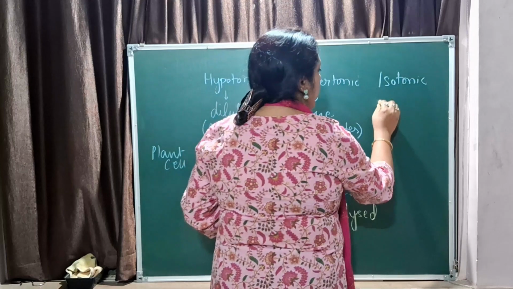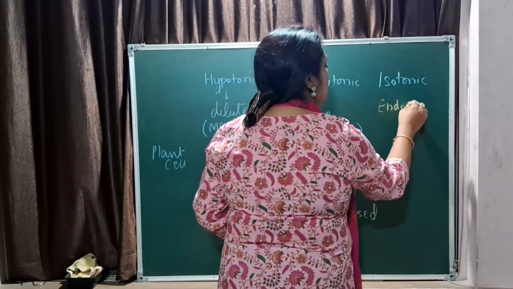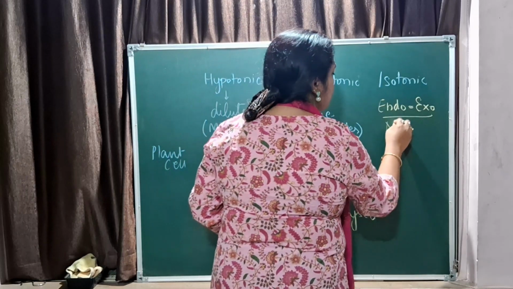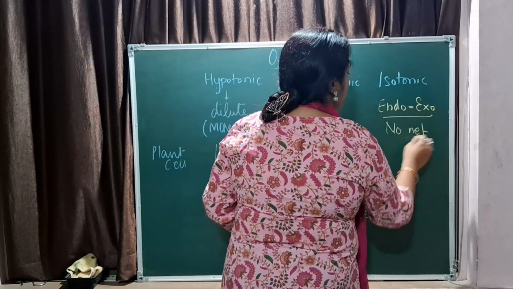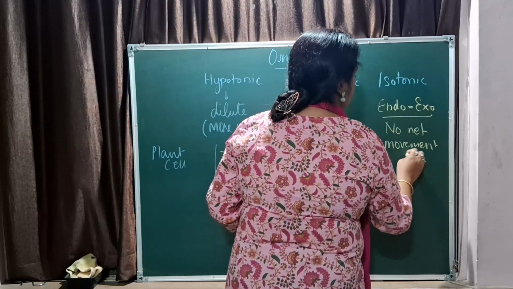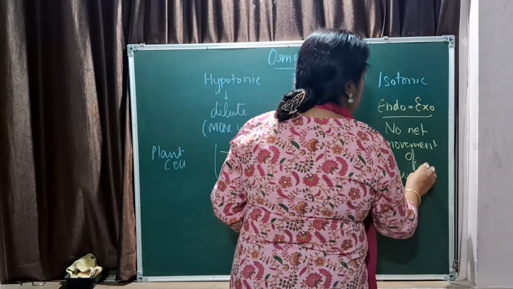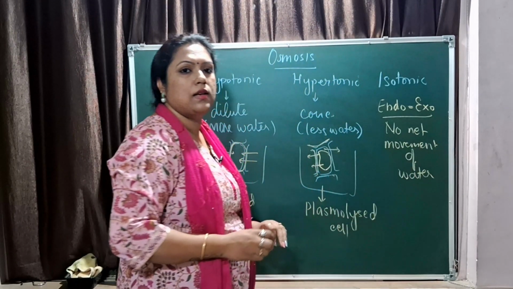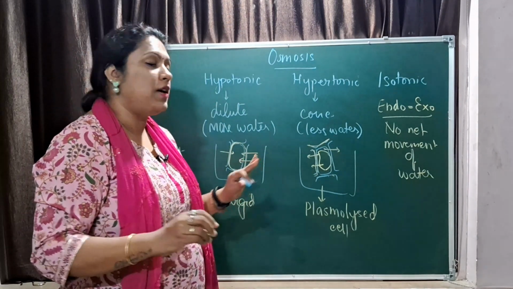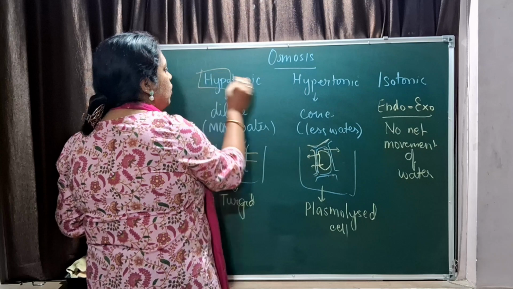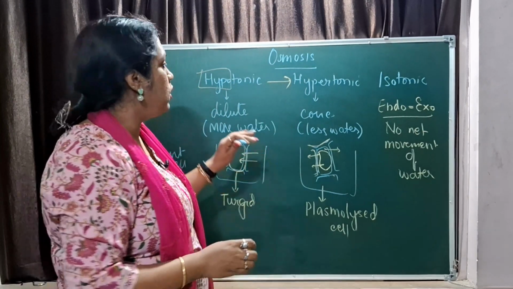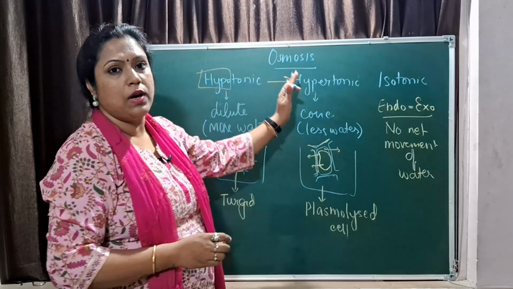Isotonic solution: endosmosis is equal to exosmosis. So there is no net movement of water. So the cell remains of its original size. Is this clear? Always remember, the water molecule always moves from hypo to hyper. Water always moves from hypo to hyper.